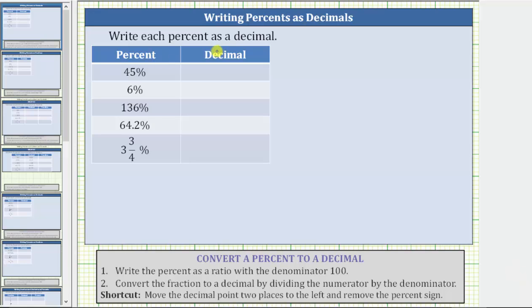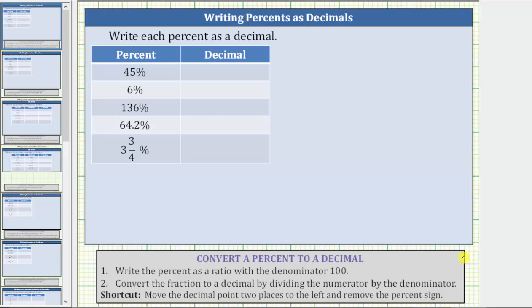We are asked to write each percent as a decimal. We will take a look at two methods for converting percentages to decimals. For the first method, the first step is to write the percent as a ratio with the denominator 100, and this should make sense because remember, a percent means per 100 or out of 100. And then step 2, we convert the fraction to a decimal by dividing the numerator by the denominator.